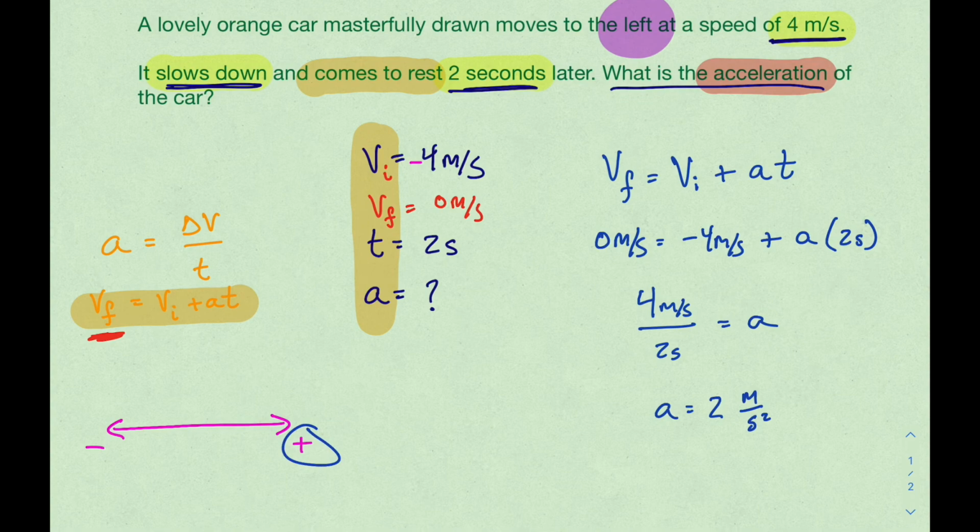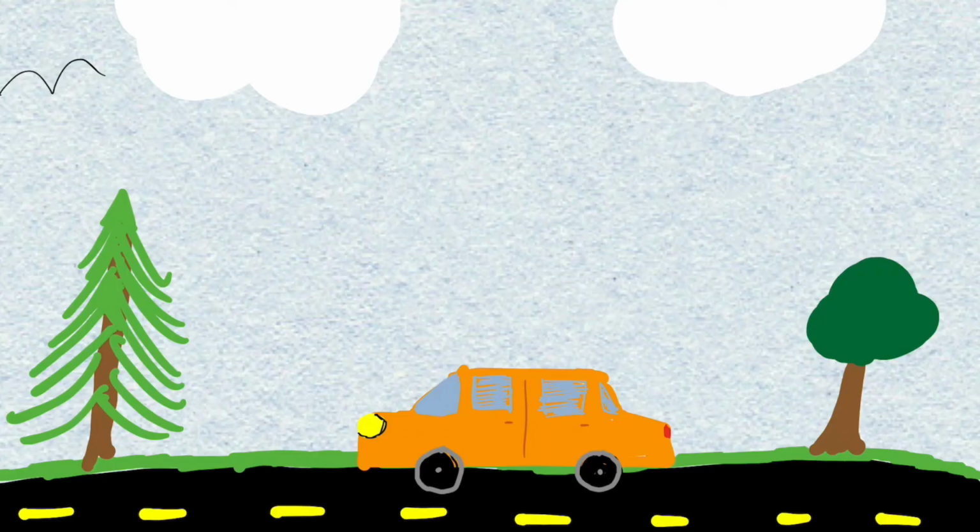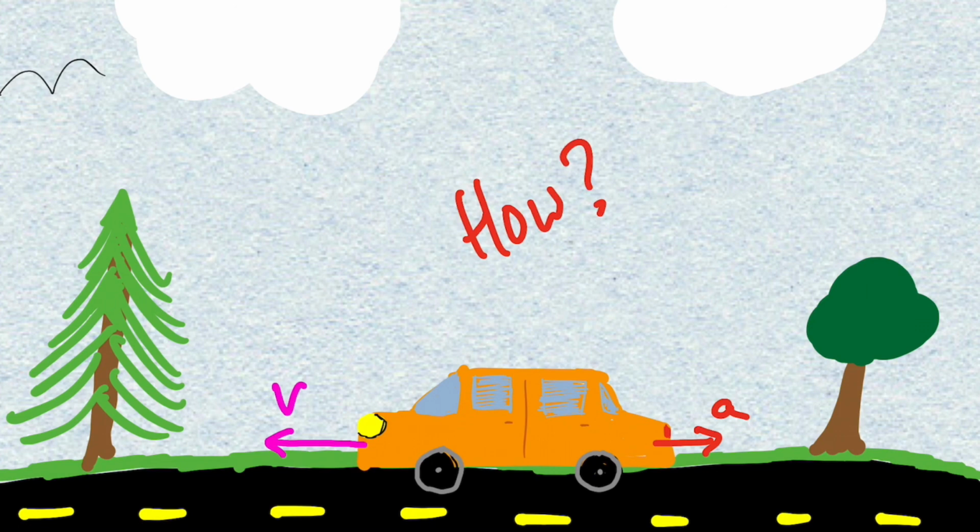So in order to figure this out, it's helpful to look at a picture. And, oh, there we go, that beautifully drawn car again. So we're saying it's going to the left. So that velocity initially is to the left, but the acceleration is in the positive direction, to the right. How can you possibly have an acceleration that opposes your direction of motion? Well, we do that all the time.